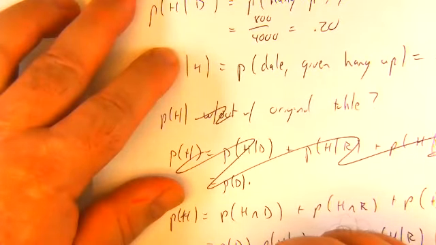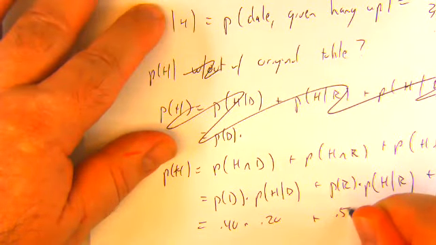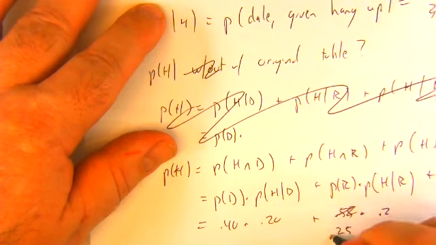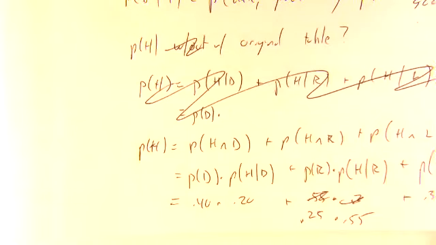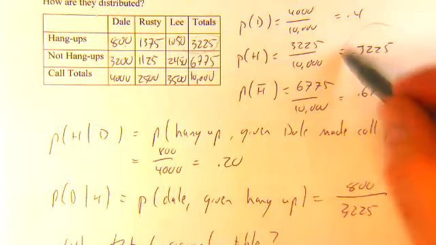0.40. What's the probability that he was hung up on? 0.20. Plus 25% of calls were made by Rusty and he was hung up on 55% of the time, and Lee made 35% of all calls and she was hung up on 30% of the time. So I can take these numbers, multiply them together, and that should give me my 0.32225.